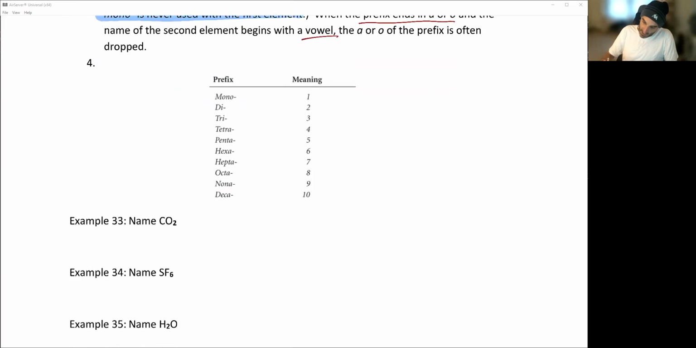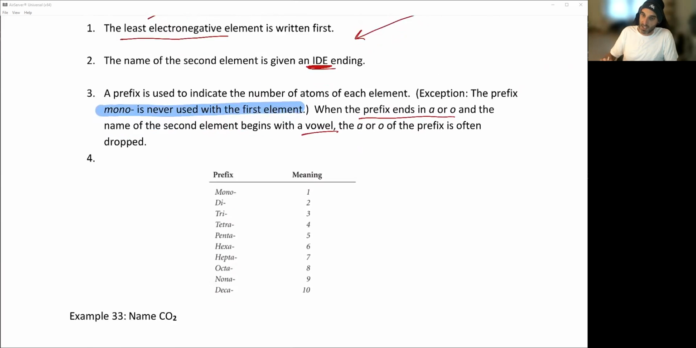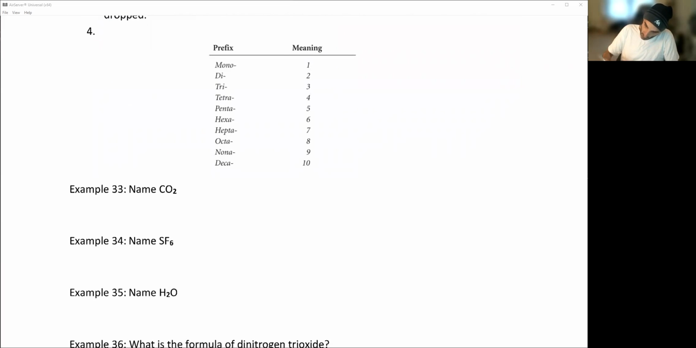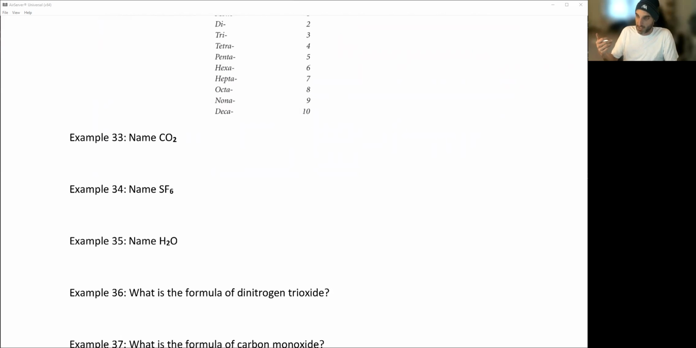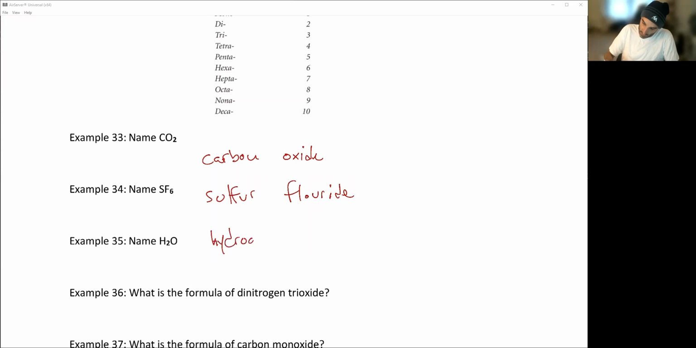So this first example here, CO2. Okay, so we see CO2. In fact, I'm just going to do these 3 examples right away. So first thing you do, first one keeps its name, second one gets its IDE ending. So do the first 3, just writing their names out. Leave space in between so you can actually add the prefixes. So carbon oxide, sulfur fluoride, hydrogen oxide. There we go. So there are the names of these things.